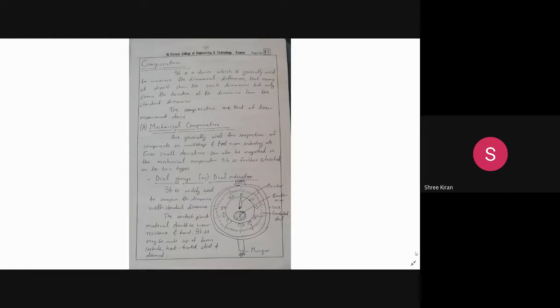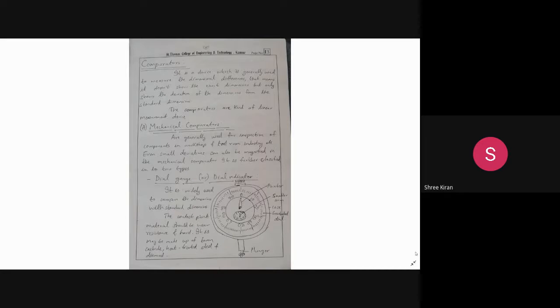Comparators are mainly of mechanical, electrical, optical, and pneumatic types. As per our requirement, they are subdivided into three to four types. In our syllabus we are discussing these four types of comparators, and the first three are the most applicable for our purposes in engineering.